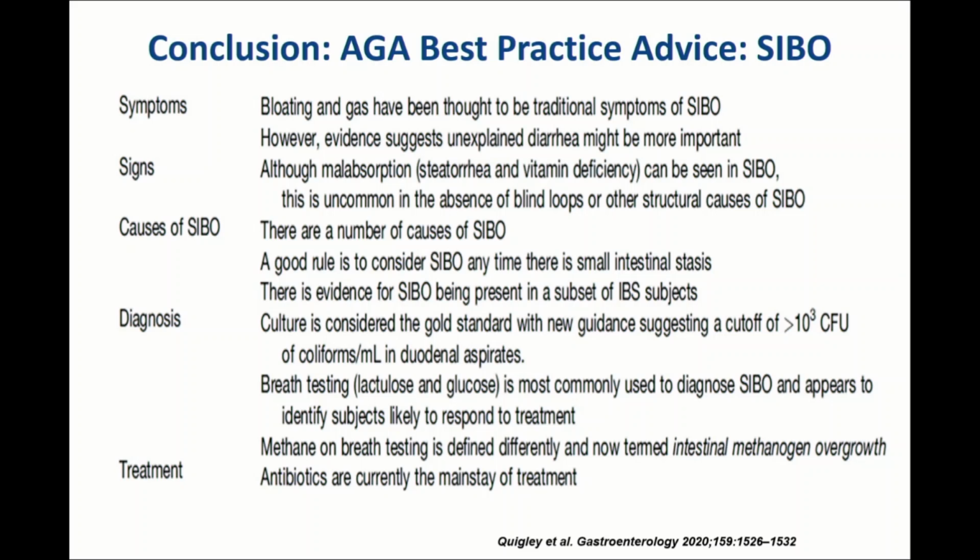The diagnosis, as we talked about, the culture is considered the gold standard, with new guidance suggesting a cutoff of more than 10 to the third colony-forming units per ml in duodenal aspirates, and breath testing is most commonly used to diagnose SIBO and appears to identify subjects likely to respond to treatment. And therapy with antibiotics are currently the mainstay of treatment, and methane on breath testing is defined differently and now termed intestinal methanogen overgrowth.